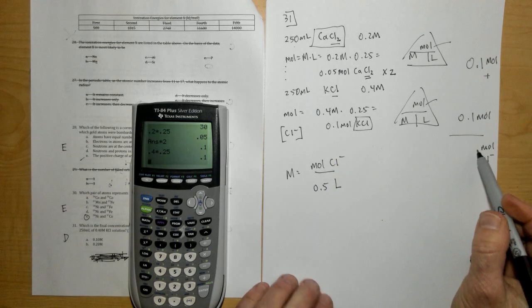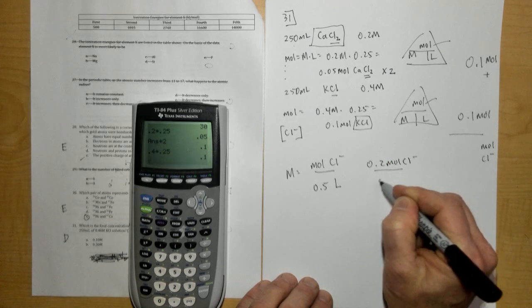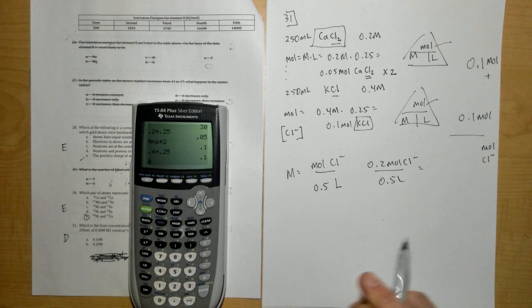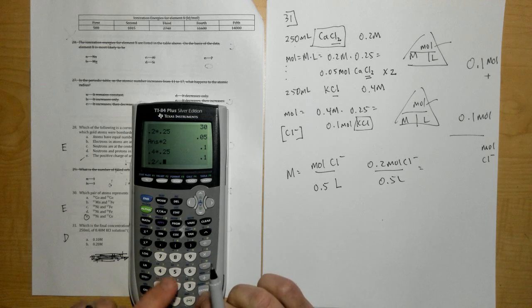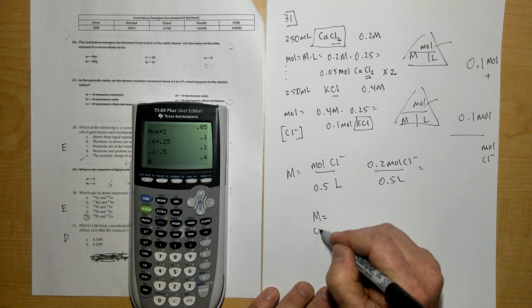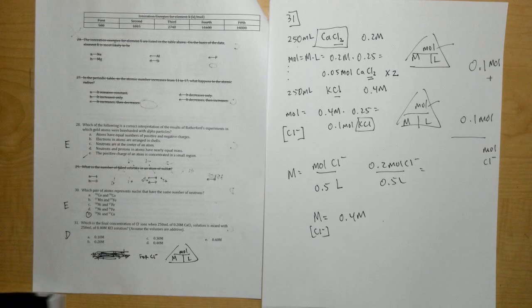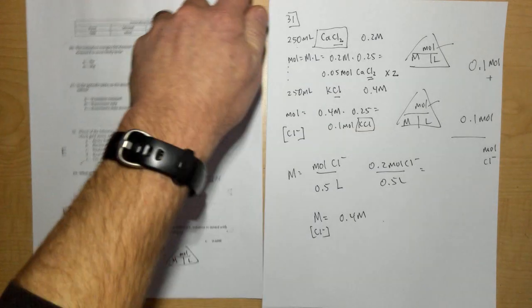So adding those two together, I have 0.2 moles of Cl minus divided by my 0.5 liters. 0.2 divided by 0.5 gives me 0.4. So my molarity of my chloride ion is 0.4 molar, which is letter D right here. Tricky problem.